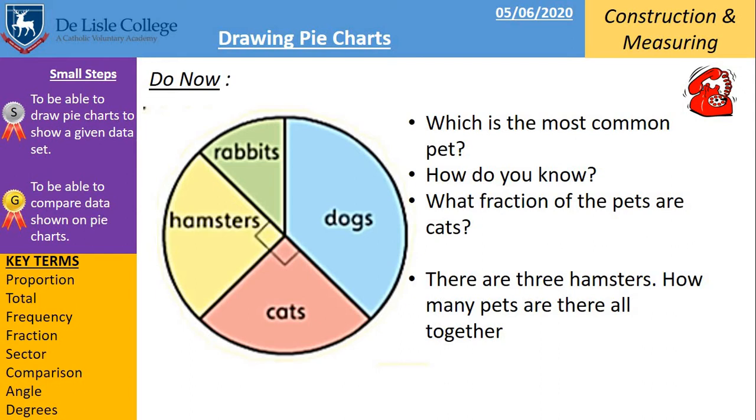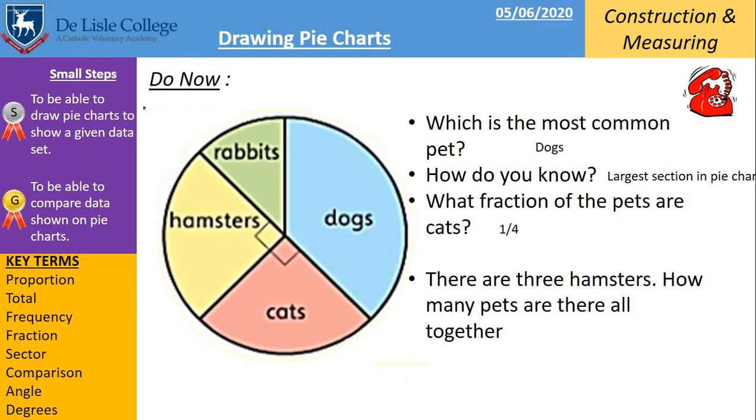Okay, so while I'm having a go at those, most common pet there is dogs. How do you know? It's the largest section. It's got the highest fraction on that pie chart. Okay. What fraction of the pets are cats? Well, that little symbol there, the box in it, shows that it's 90 degrees. 90 degrees is a quarter of the pie chart. 90 over 360, that's 1/4. So fraction of pets, cats, is a quarter.